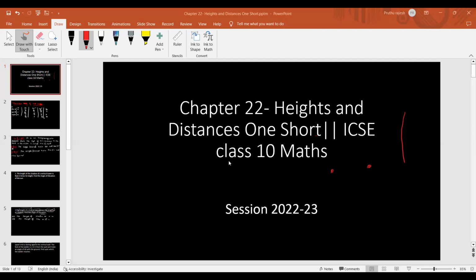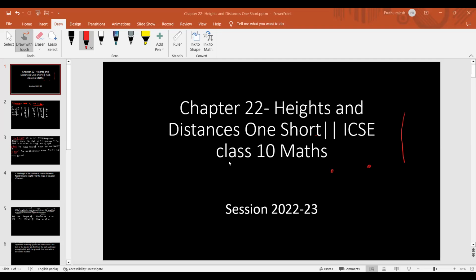So, in today's session, we will be doing something different. We will be starting with a new chapter 20, class 10 math. Without wasting further time, let us dive into the topic. Suppose I want to find the distance between two ships, the height of a building, a minar, etc. We use the concept of heights and distances of trigonometry.